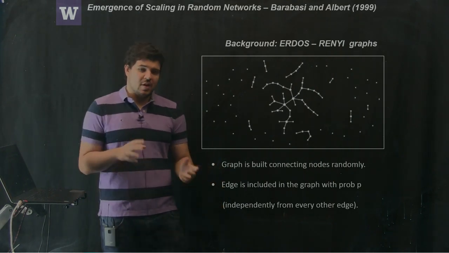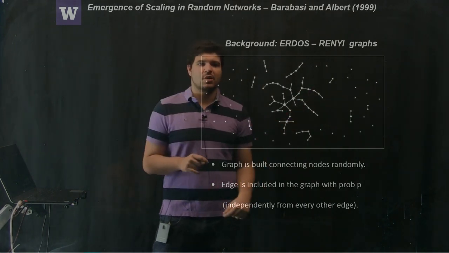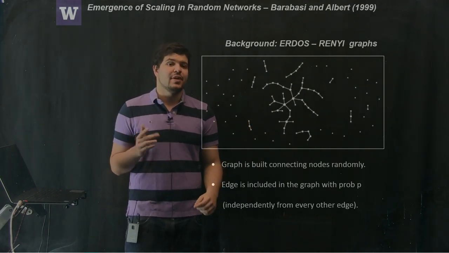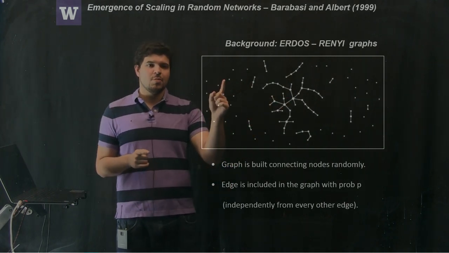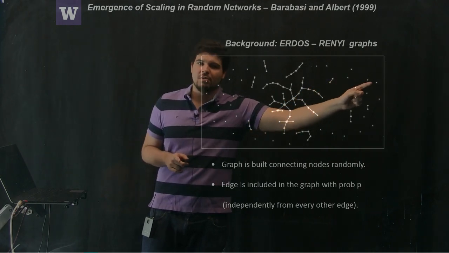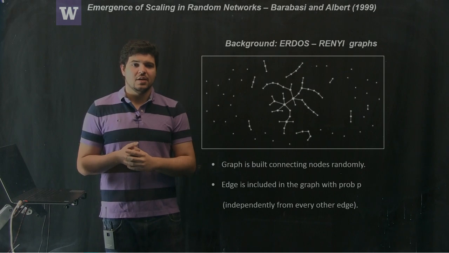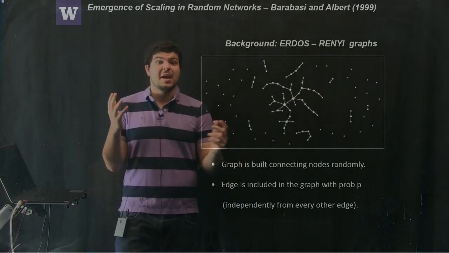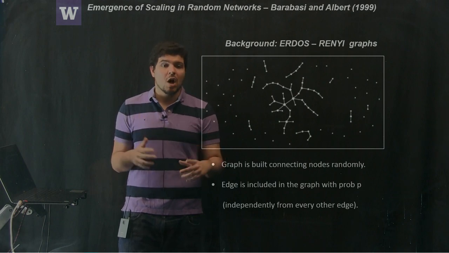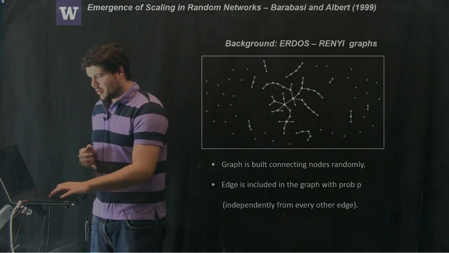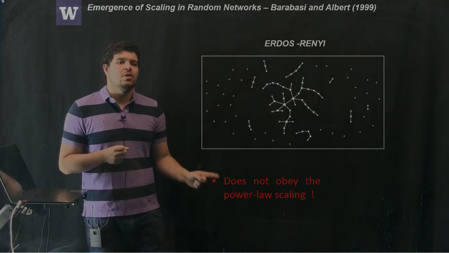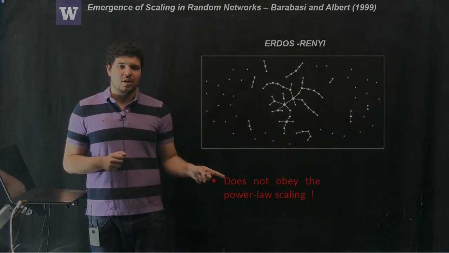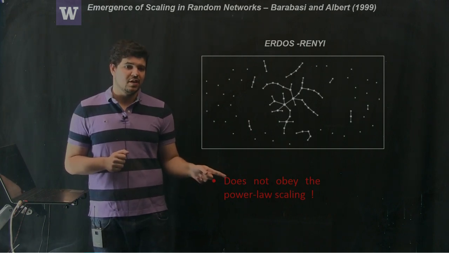So how do you construct this network? Well, you put a bunch of nodes, right? And then you say this edge, this connection, is included with probability p, right? So there's the same probability for this node to connect with this one or this one or any of the nodes nearby, okay? With this construction you can create these families of graphs, and they have very interesting properties that you can compute analytically. But there's a problem: these do not obey power law scaling. So it's a wonderful family of graphs about which we know a lot of properties, but they don't exhibit these realistic power law scalings.